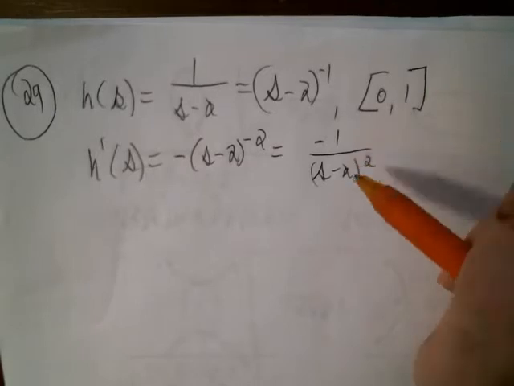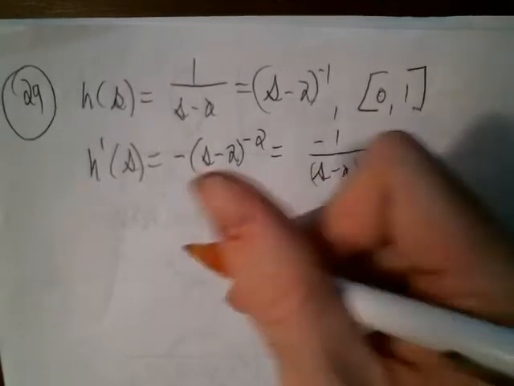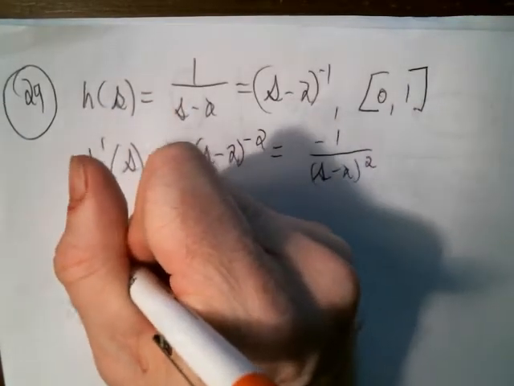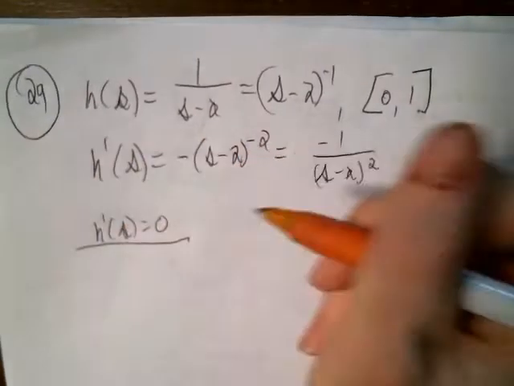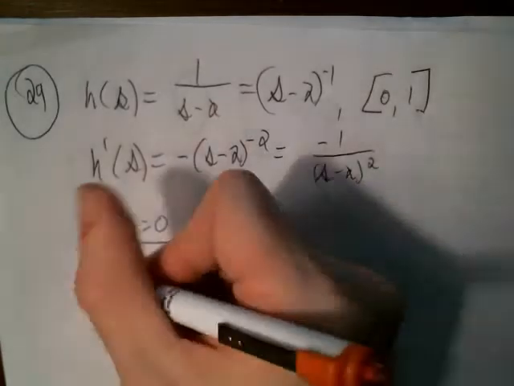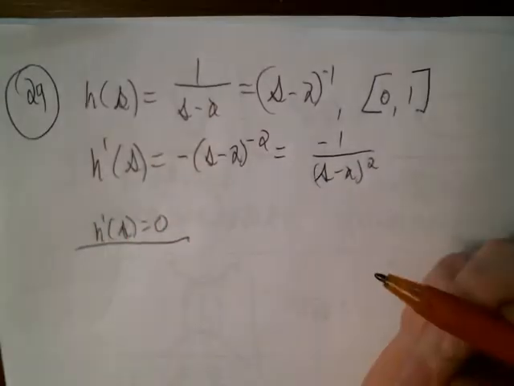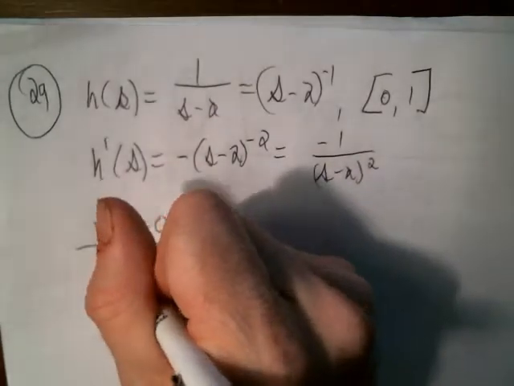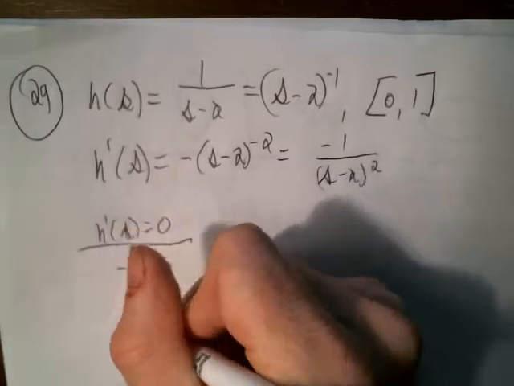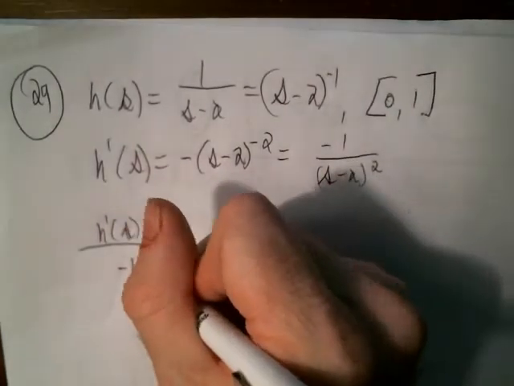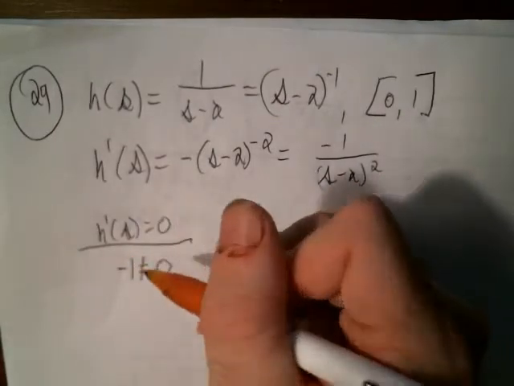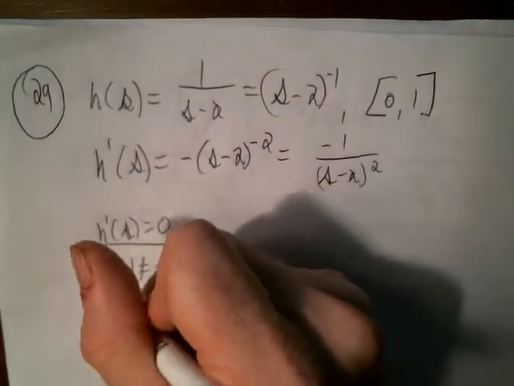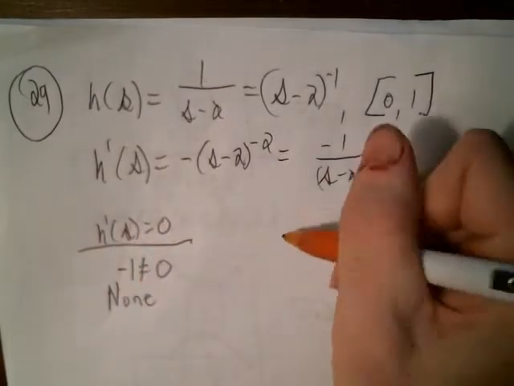I've got to find where the derivative is equal to 0 and where the derivative is not defined. So h prime of s equals 0. You can just take the numerator and set it equal to 0. So negative 1 equals 0. Oh, there is none, right? So there's no solutions to this problem. In other words, it doesn't have our traditional critical number. So there's none to be found here.